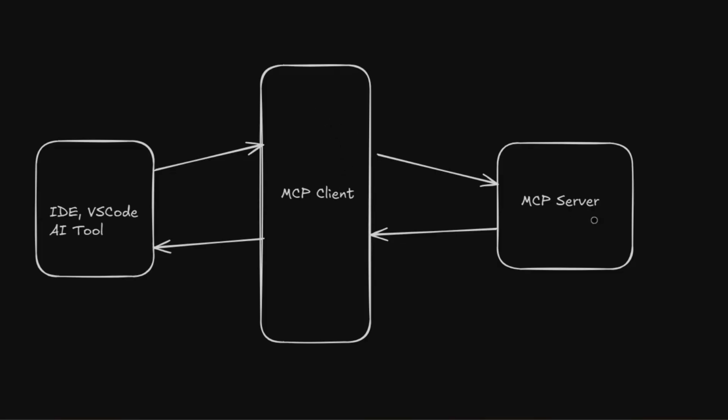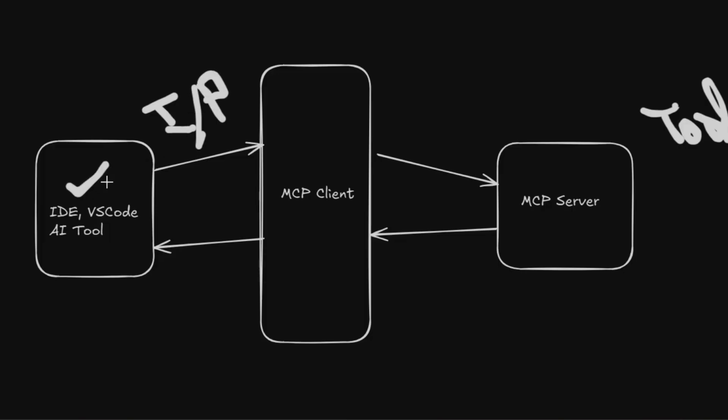Think of the MCP client as a part that actually uses the MCP server. It's the piece that takes input from the host, like your IDE or your AI tool, connects to the MCP server, fetches the output, and then hands it back to wherever it is needed. So basically the client is the one doing the legwork to make sure that the server's tools actually get used.